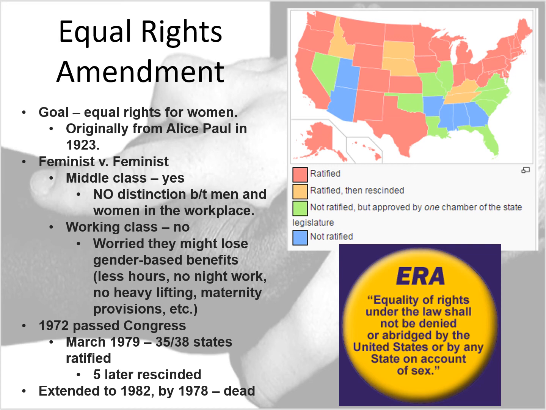So you have feminist versus feminist, two different takes on the word. The middle class said, yes, we do want this to be passed, that way there's no distinction between men and women in the workplace. But the working class said no. They were concerned that they might lose their gender-based benefits, which include maybe not as many hours as their male counterparts. Women at this time weren't expected to work in the evenings or overnight, weren't expected to lift heavy equipment.